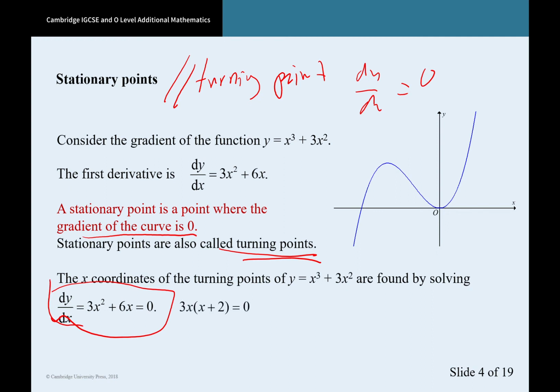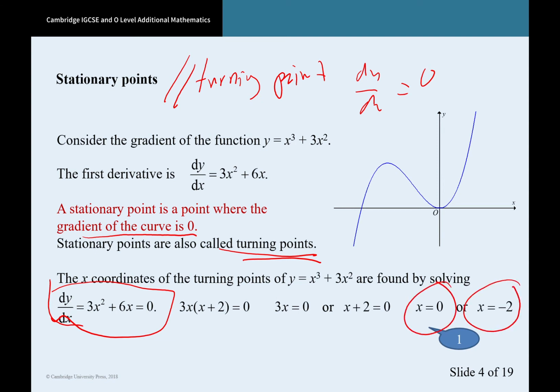Equals to 0 and then solve the equation. Then you will get x is 0 and negative 2. That means now we have 2 points. The first point is 0. The second one is negative 2.